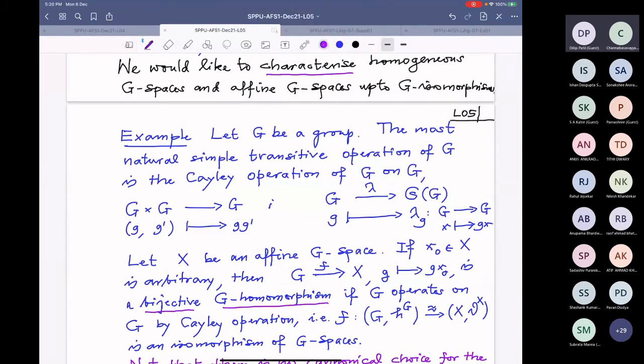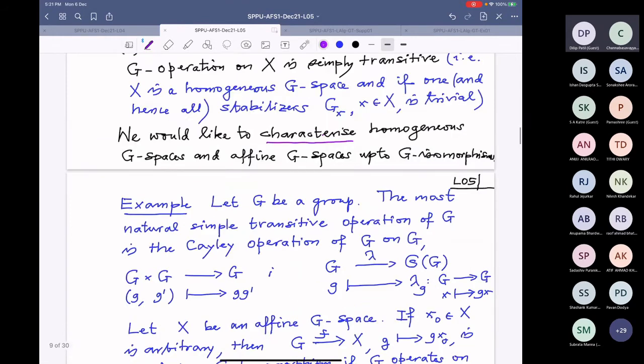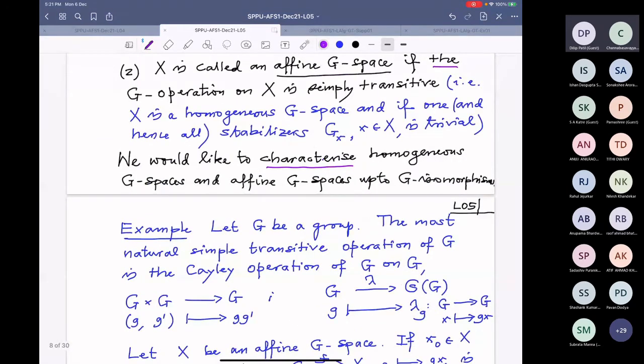And what I am going to prove is that if you have any other affine G space, it is G isomorphic to this Cayley operation. And that would finish the problem of characterization for the affine G spaces, isn't it? If you have any doubt, you ask me.